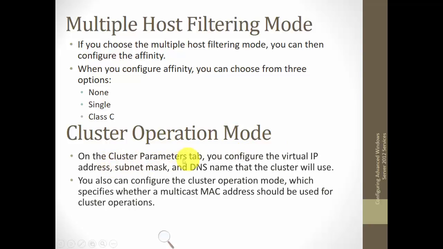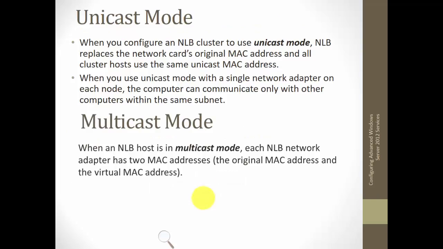Okay, cluster operation mode. On the cluster parameters, you configure the virtual IP address, subnet mask, and DNS name that the cluster will use. We're going to configure that in the wizard. You also can configure the cluster operation mode, which specifies whether a multicast MAC address should be used for cluster operations. Multicast is normally used, but there is an option for unicast or multicast. So now unicast comes here, and we get further bulldozed by theory, which is okay.